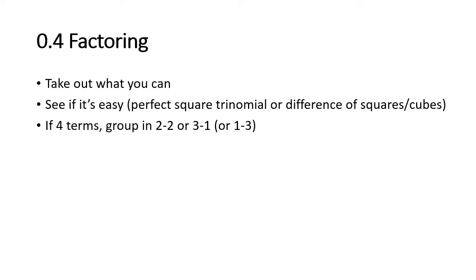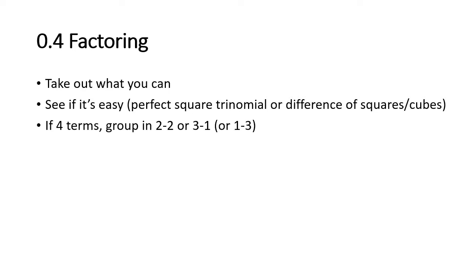Basically, though, the first step of factoring, no matter what, is to take out what you can. That's what's called a greatest common factor. So if each term that you're factoring has something in common, the first step would be to factor it out of each term. After that, check and see if it's an easy problem. Generally speaking, perfect square trinomials and difference of perfect squares are easy. There's also sum or difference of squares, and sum or difference of cubes, and we'll look at that on the next slide. And then there are some grouping strategies you can do.